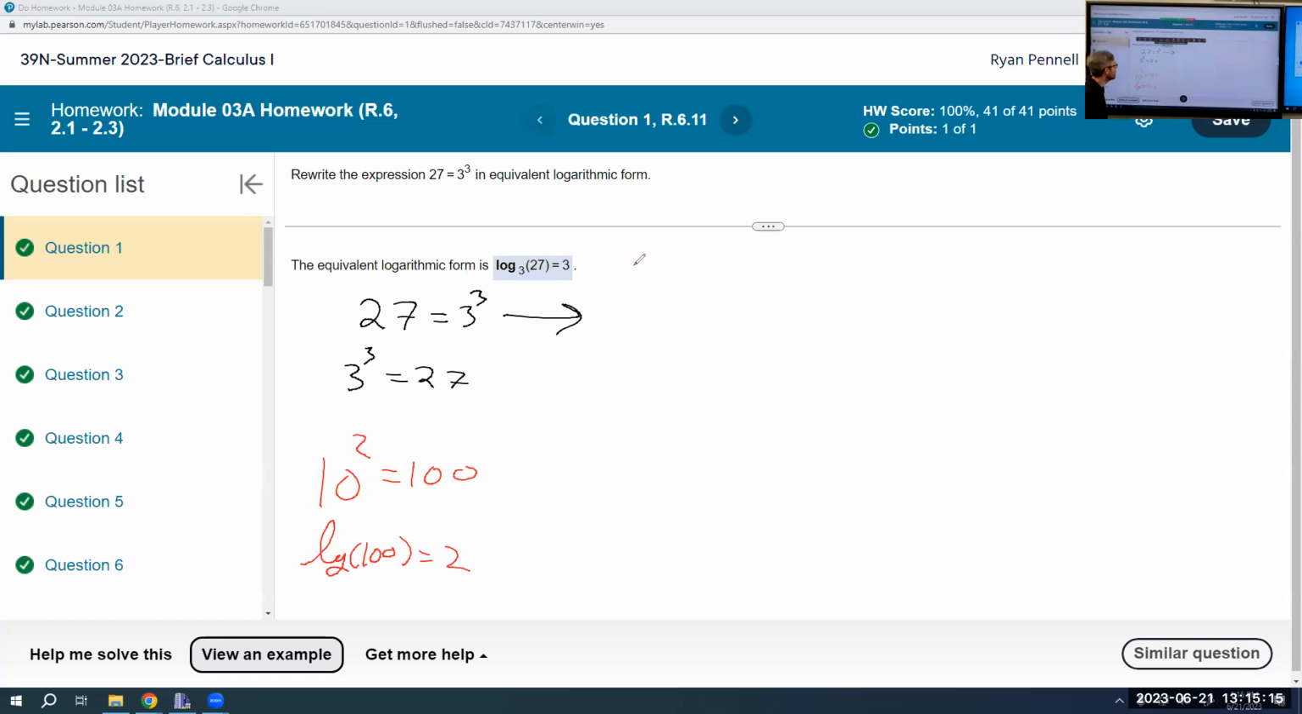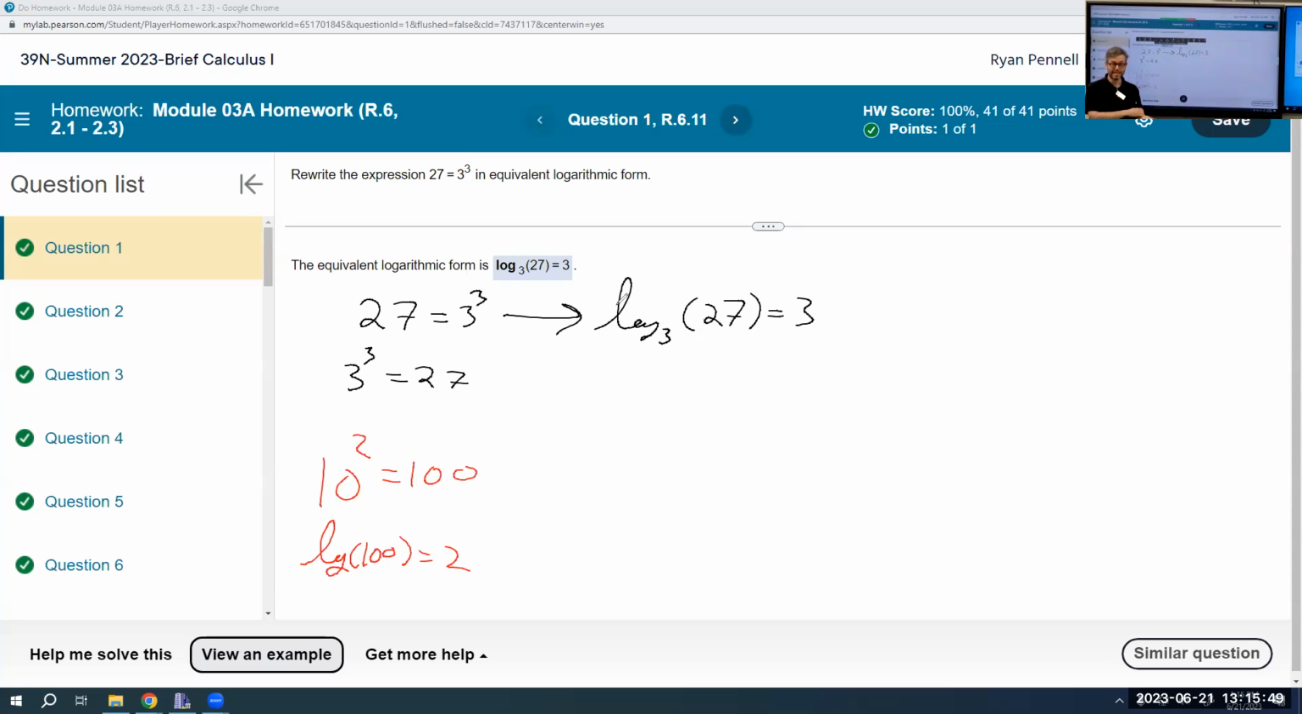Now we're talking about 3s. Okay. What does that mean? Well, that doesn't have anything to do with E, and that doesn't have anything to do with 10. That has to do with the 3s. Okay. So we need to convert this to log base 3. Log base 3 of 27 equals 3. That is saying that 3 to the third equals 27. That's base 3.